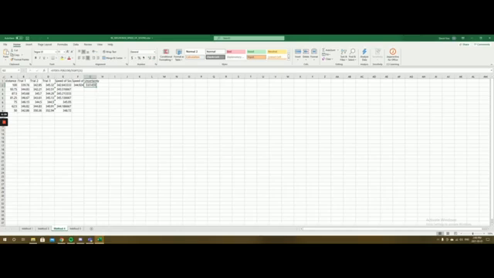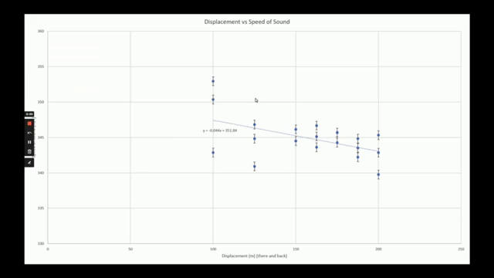and its uncertainty was again the standard deviation of all of the speed of sound values divided by the square root of the number of values. In this case, that would have been 21. So here are the results.